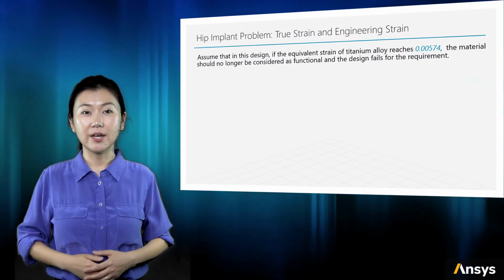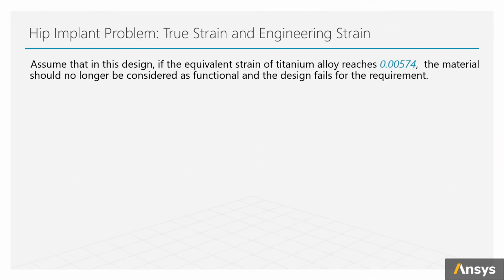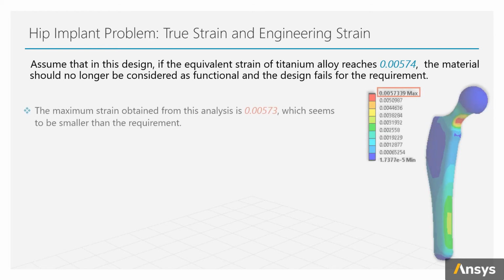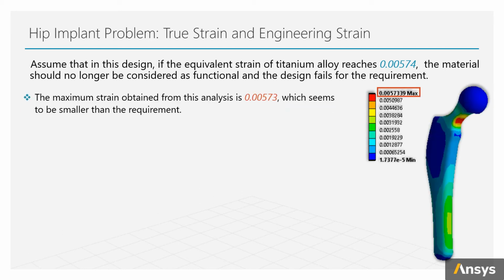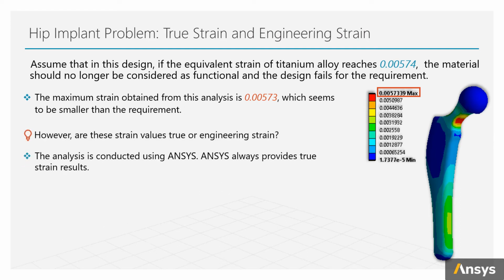Assume that in this design, if the equivalent strain of titanium alloy reaches 5.74 micrometer, the material should no longer be considered as functional and the design fails for the requirement. Based on the analysis result, the maximum strain obtained from this analysis is 5.73 micrometer, which seems to be smaller than the requirement. However, for the equivalent strain result and the given strain requirement, are these values true or engineering strain? This might affect the conclusion for this design.